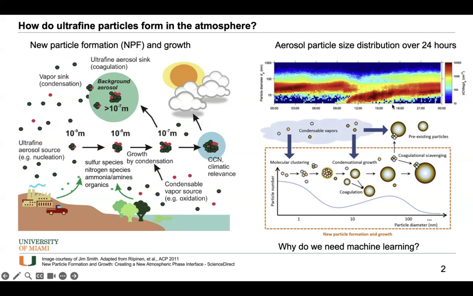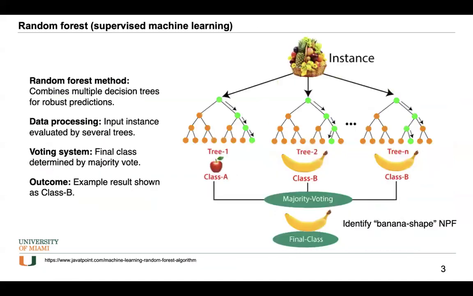But there are challenges with this manual identification. It is very subjective, labor intensive, and time consuming, particularly for larger data sets. So in this case, we prefer a more automatic and objective method, and we want to use a machine learning method for the identification.